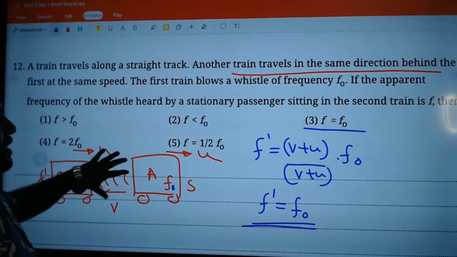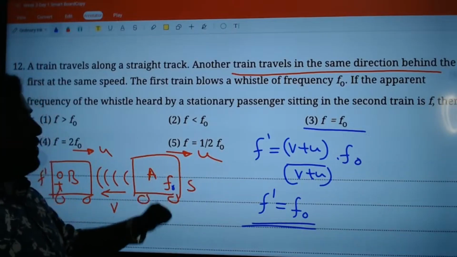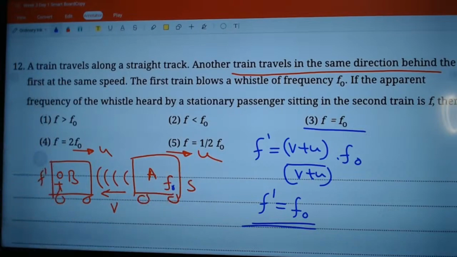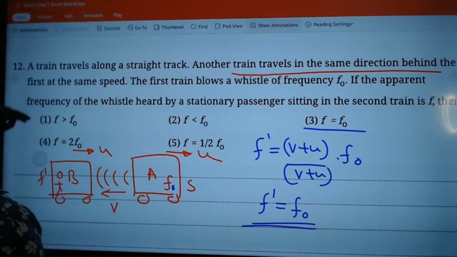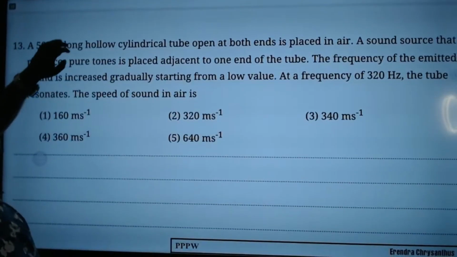There is no relative motion between the observer and the source. Therefore, the actual frequency and the apparent frequency will be the same. Done, no? Right. Okay.